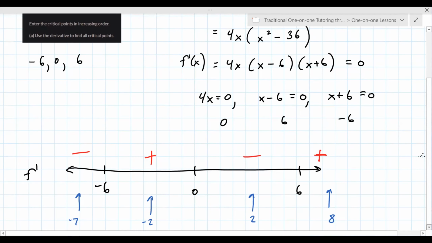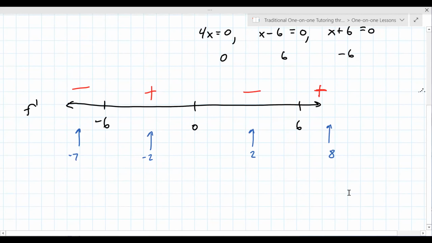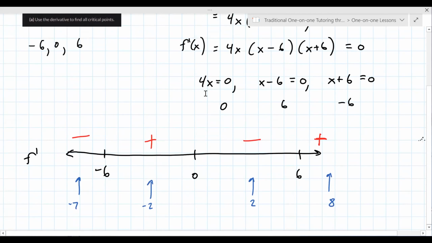Wait, when it's from negative 6 to 0, when you plug in negative 2, it would be negative. I get that this is negative, 4x is negative. Oh, never mind. I forgot the 4x. Okay, yeah, you're right.